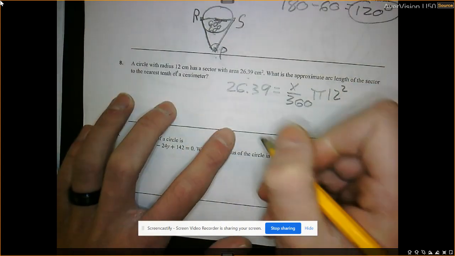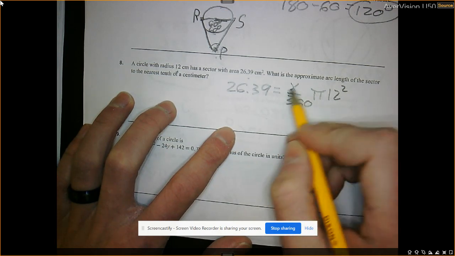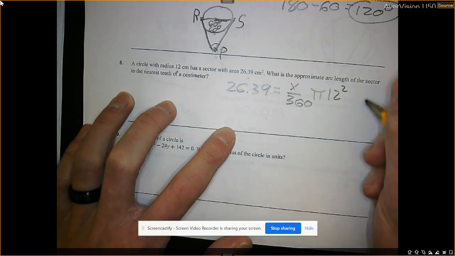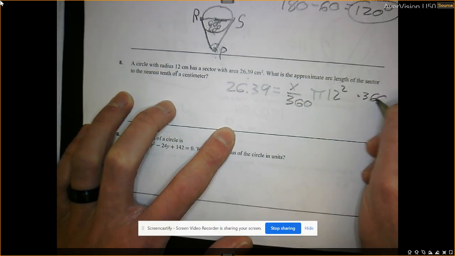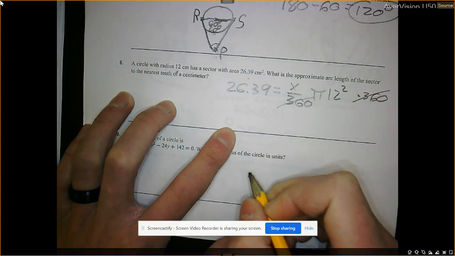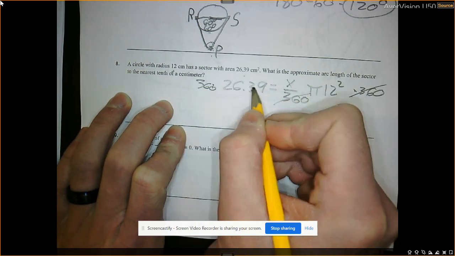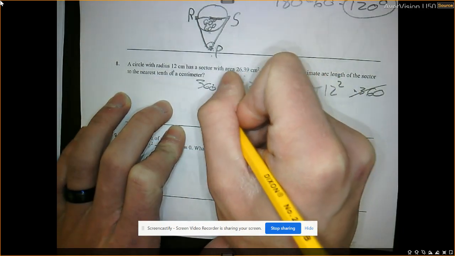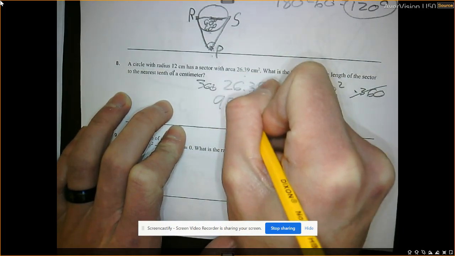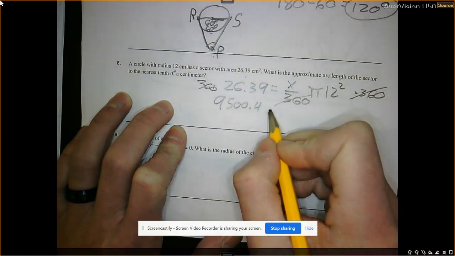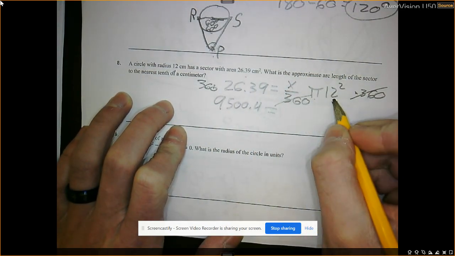Now let's simplify this out a little bit. We want to get rid of this denominator of 360, so I'm going to multiply both sides by 360. That will get that to cancel. And what I do to one side, I've got to do to the other. Multiply 360 times 26.39 in your calculator. You should get 9500.4. That equals pi times 12 squared.